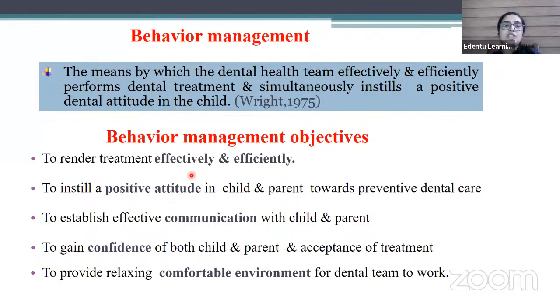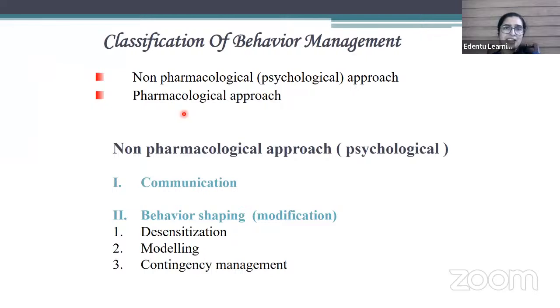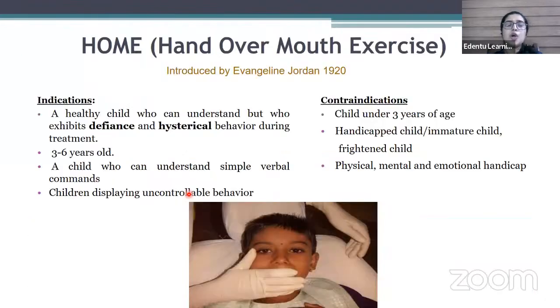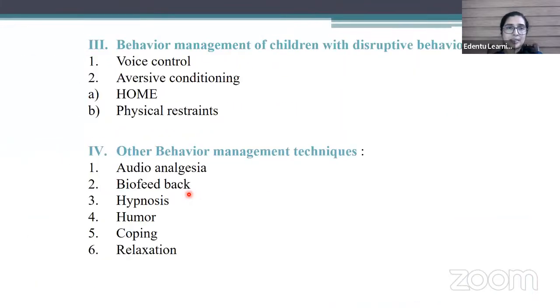Getting on into the objectives, you have to render the treatment effectively and efficiently, to instill a positive attitude, to establish effective communication, and to gain the confidence of both child and the parent, so that they should be in a condition to accept the treatment wholeheartedly, and then to provide a relaxing and a comfortable environment. Now getting on into the classification, as you know, it's a very broad topic. So here in these slides, I have enumerated the different classifications, and we will be dealing in detail with communication along with the tell show do, that is the TSD technique, and also I would be dealing with the HOME exercise, that is the hand over mouth technique.